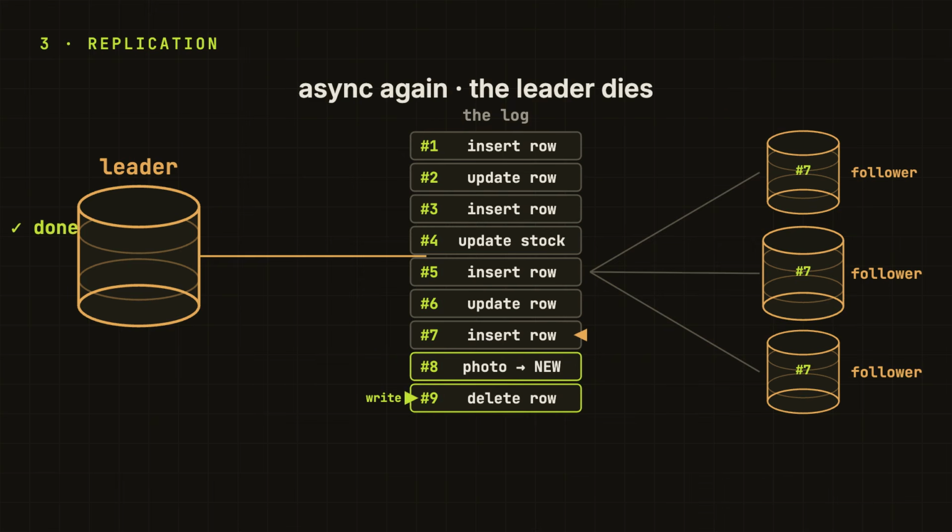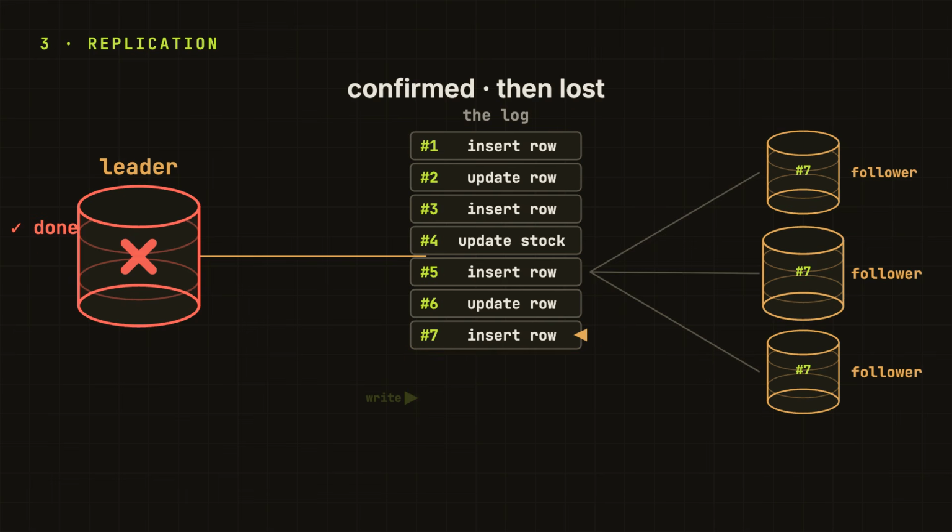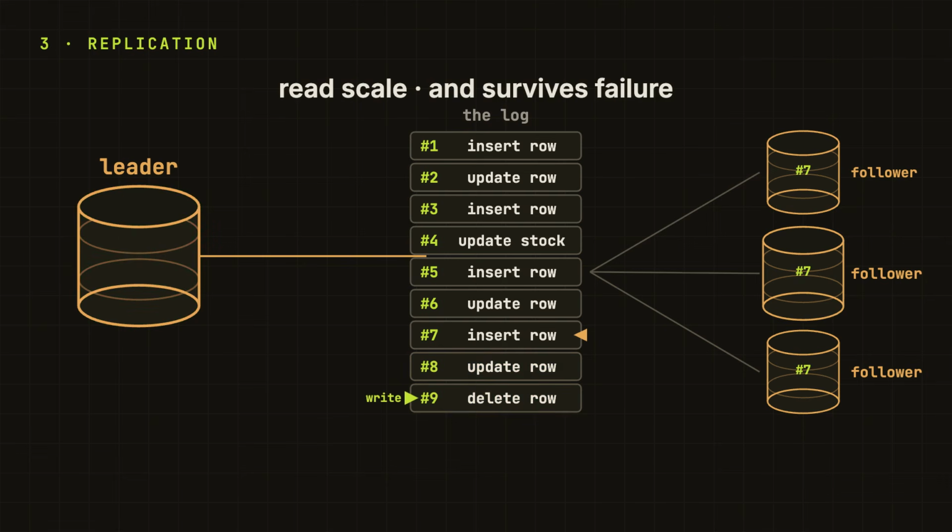And one more real risk with asynchronous replication. If the leader dies before it has copied its last few writes to the followers, those writes which it already confirmed to the user can simply be lost in the failover. So, failover is not entirely free either. So, in our store, replication lets us handle a huge amount of read traffic and survive a database failure.